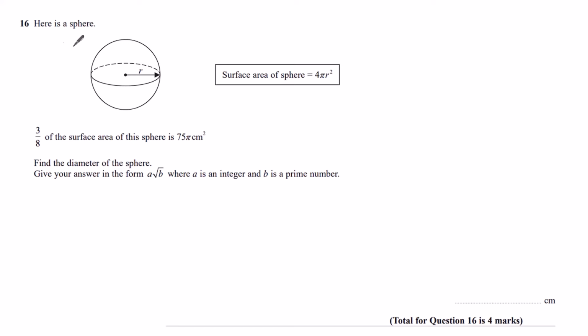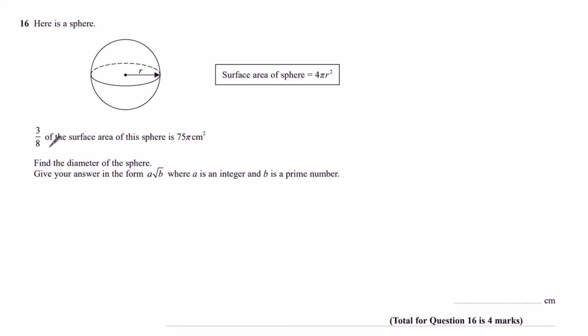Question 16. Here is a sphere. Surface area of a sphere is 4 pi r squared. 3/8 of the surface area of this sphere is 75 pi centimeter squared. Find the diameter of the sphere. Give your answer in the form a root b, where a is an integer and b is a prime number.